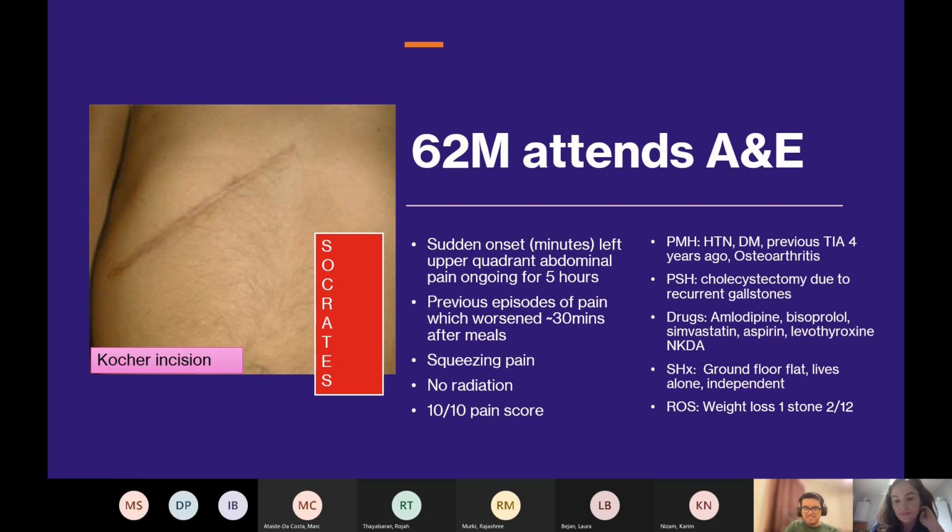Cool. So past medical history, he's had some hypertension, some diabetes, previous transient ischemic attack, and osteoarthritis. He's had a cholecystectomy. Drugs wise, he's on some blood pressure control, a statin, aspirin, levothyroxine. He's got no drug allergies, which will always get you a mark in an OSCE, so it's definitely something to think about. He lives in a ground floor flat, lives independently, so he's quite off his baseline. Cool. And then on your review of systems, you see that he's had weight loss of a stone in the last 2 months, which is pretty significant. So you're going to be quite concerned about serious pathology.